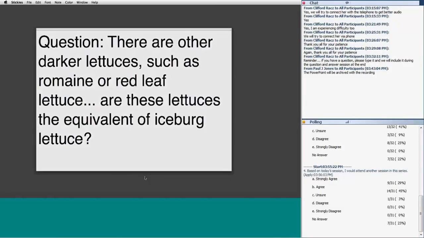Okay, the next question. There are other darker lettuces such as romaine or red leaf lettuce. Are these lettuces the equivalent of iceberg lettuce? No, they are much higher on the nutritional scale. I just simply didn't list every form. The red cabbage lettuces, the romaines, kale is also included on that list as being one of the bright colored lettuces that have the high antioxidants.